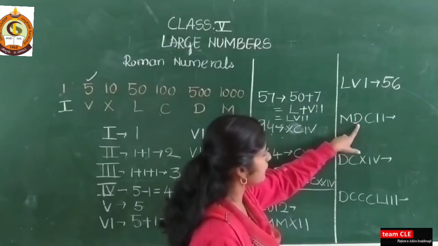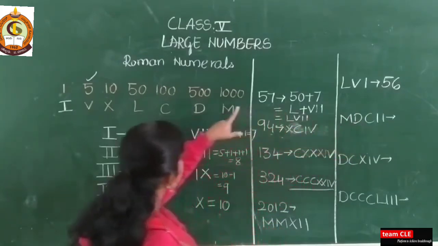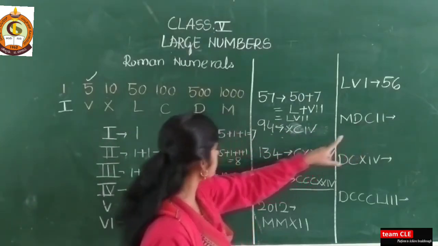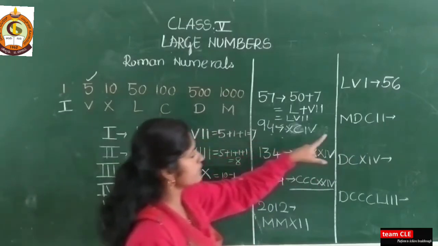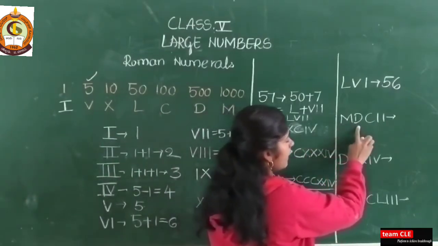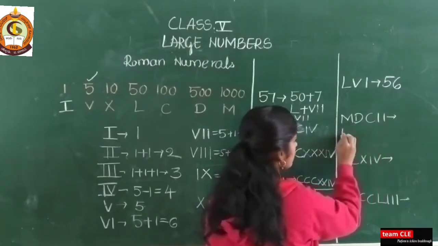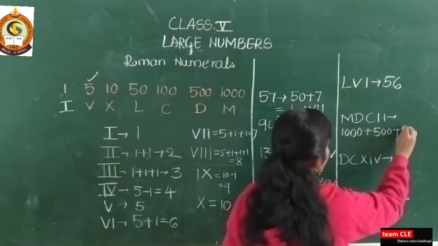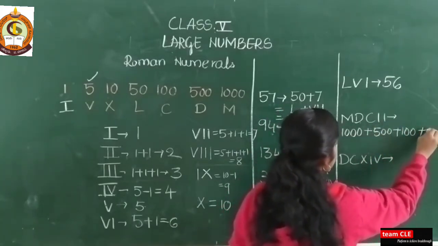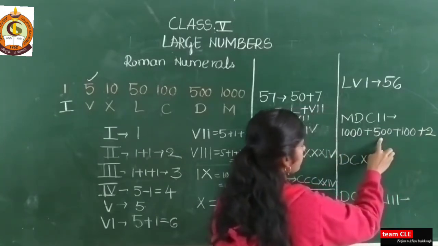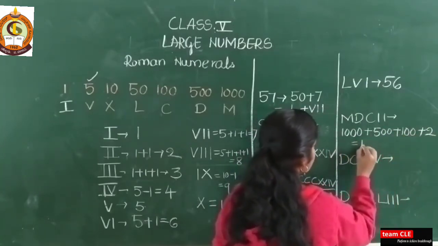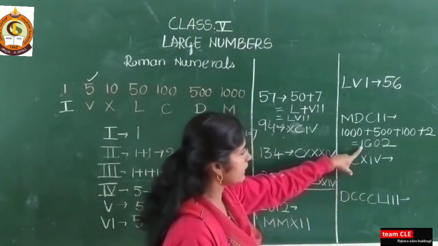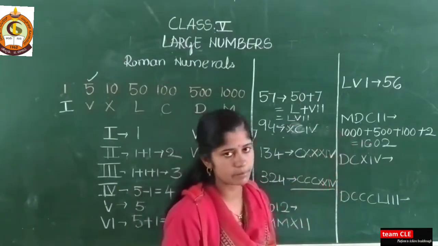So here see, MDCII is there. M means 1000, D means 500, which means it is 1500. C means again 100. So here see 1000, this is 500, this is 100. This 2 means here see 1000, this D means 500, C means 100, II means this is 2. 1000, 1500, 1600, 1602. So this way you have to write. If you are writing directly, that is also correct.